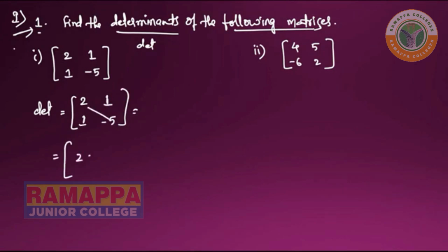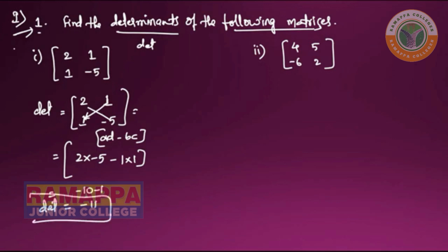2 into minus 5, using the ad minus bc formula I told you already, minus bc is 1 into 1. So it becomes minus 10 minus 1, which is equal to minus 11. This is the determinant of the given matrix. So this is the solution.